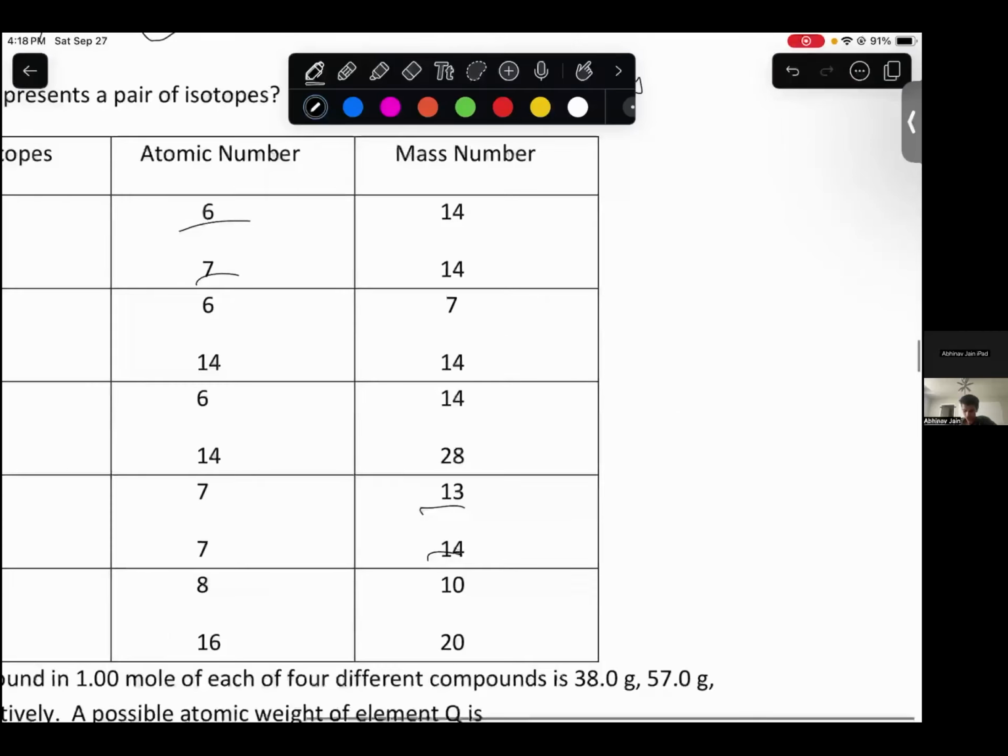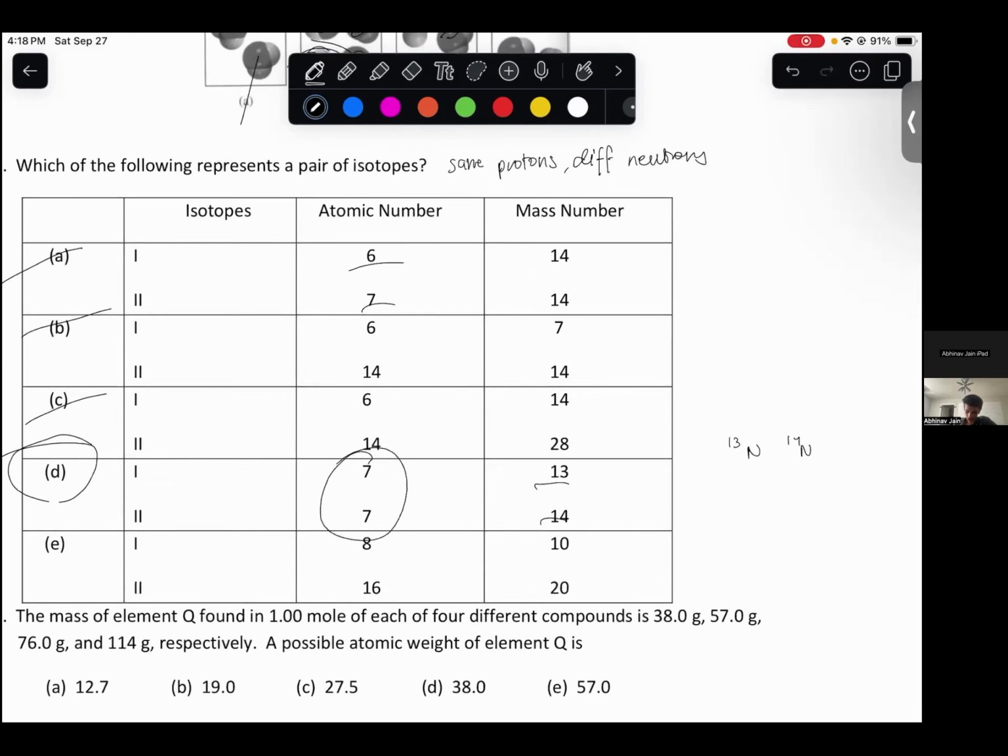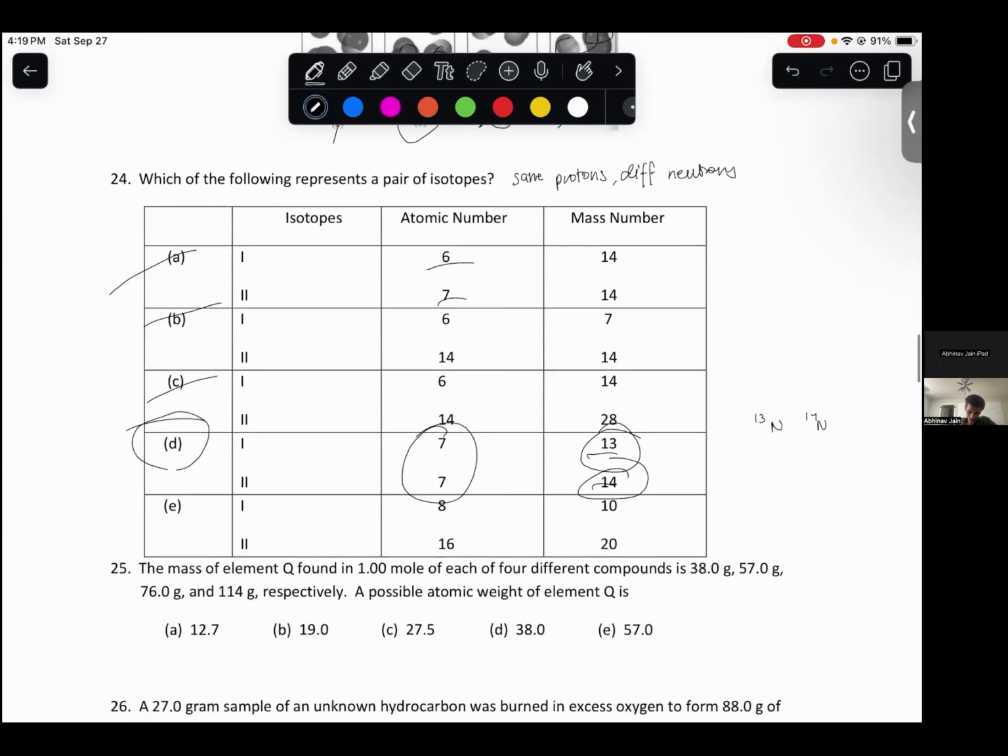So this would represent nitrogen-13, which is an isotope, and then nitrogen-14, which is another isotope. So these are two isotopes. They have the same protons, same atomic number, but different mass numbers, and therefore different neutrons. Because remember, mass number is just the number of neutrons plus protons.